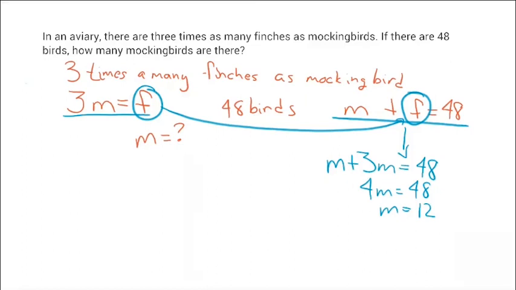So I need to figure out if this is reasonable. If the mockingbirds is 12, 48 minus 12 is my number of finches, which is 36. Is 36 three times 12? Yes, it is. So I'm able to quickly go back and check my answer to see if it works. Are there any questions on the bird problem?